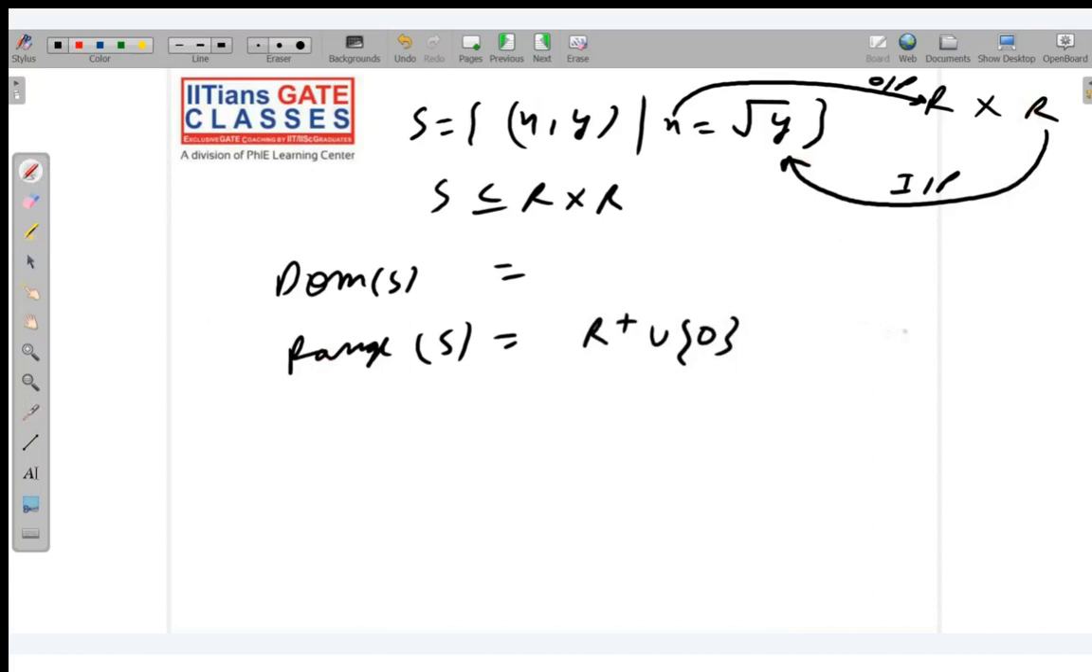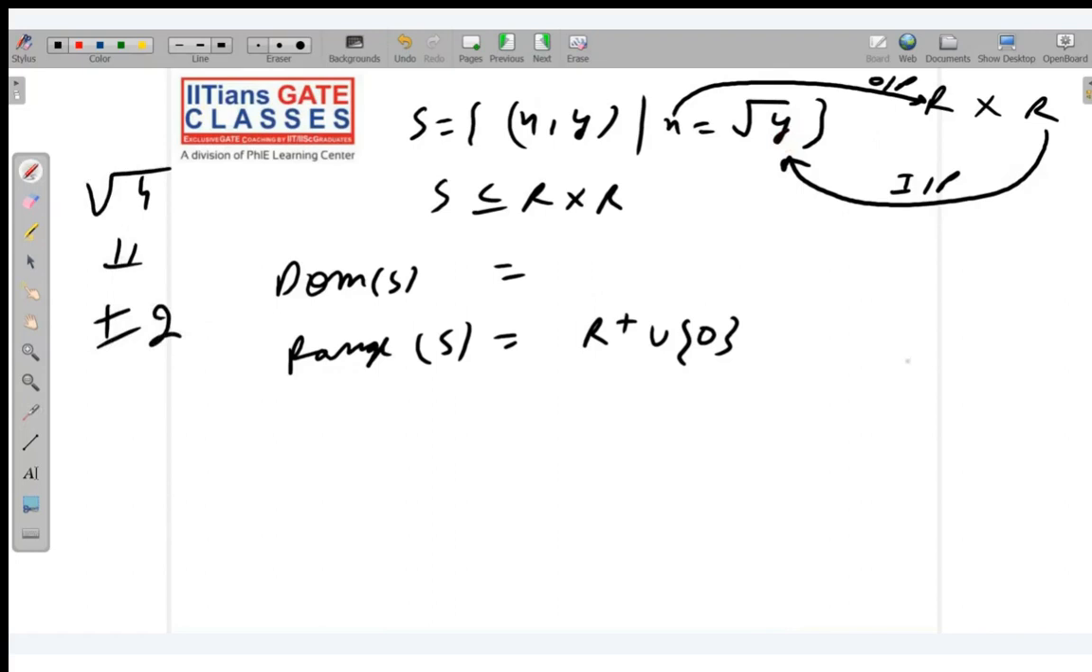What about my domain? Domain will be what? So when I put y to be 4, what will I get? I will get 2 as the answer or plus or minus 2? Plus or minus 2, na? Square root of 4 is what? Plus or minus 2, yes, sir.